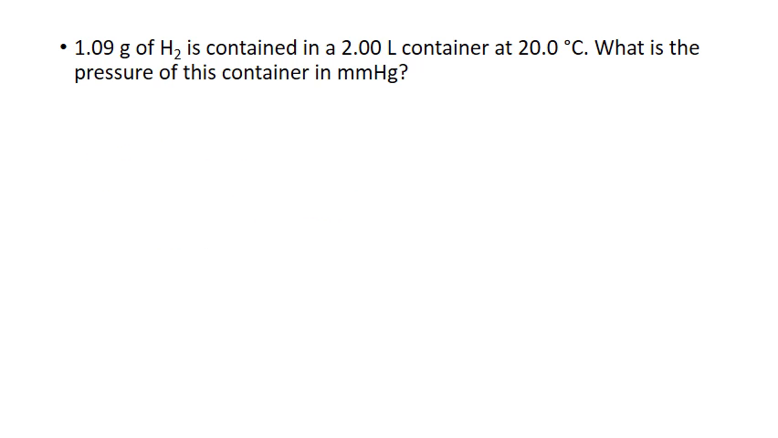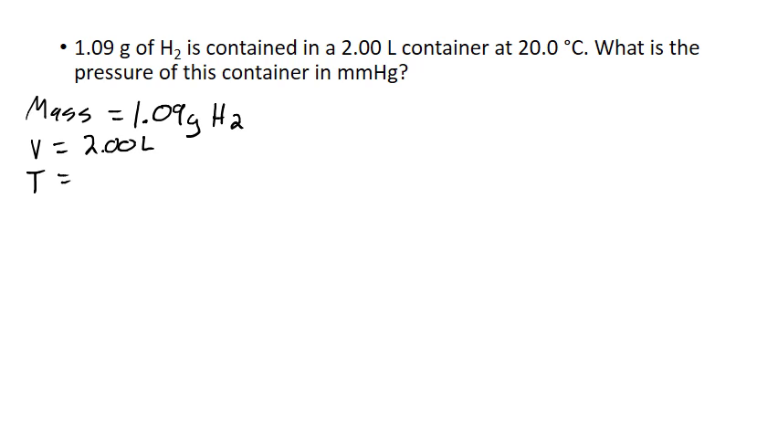So the first problem, we're given a mass of H2, and we're told it's in a container of a certain size at a certain temperature, and they're asking what's the pressure, specifically in millimeters of mercury. So really, we just have to find the pressure. That's the main thing. So let's look at what we're given. We're given a mass. We're also given the volume. We're given the temperature, 20°C, and they're looking for pressure.